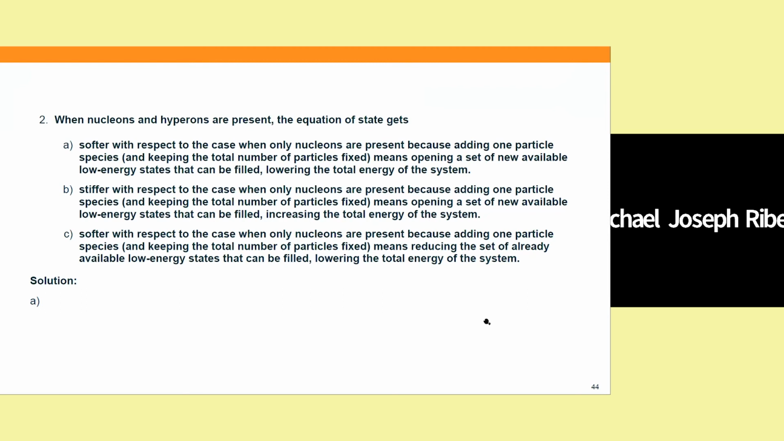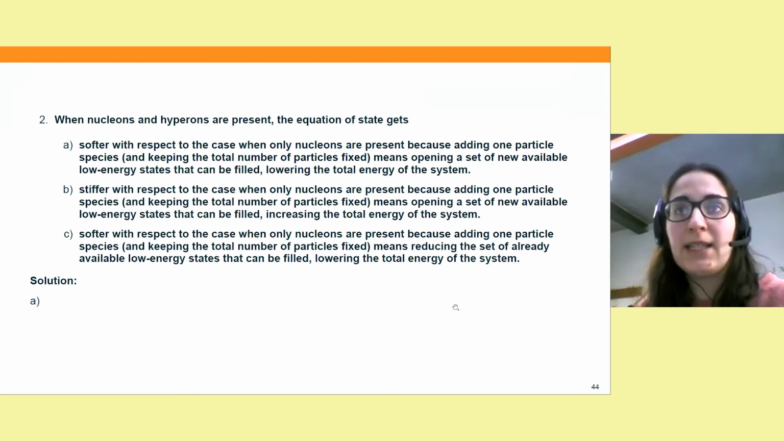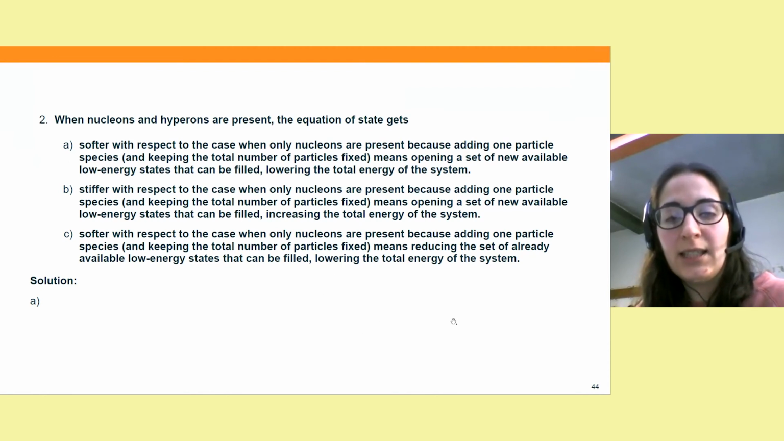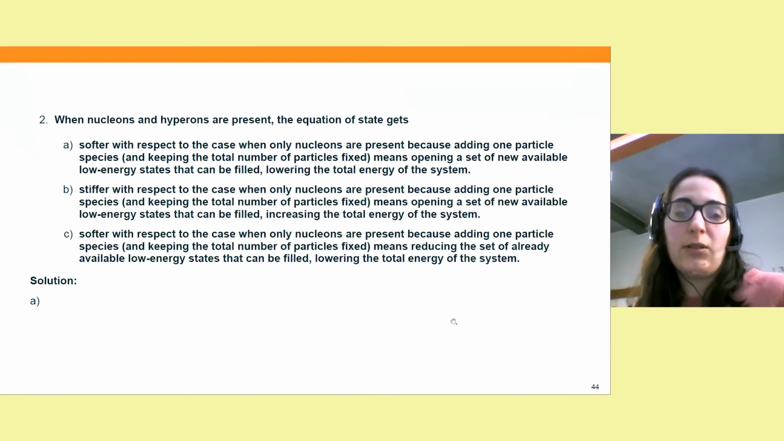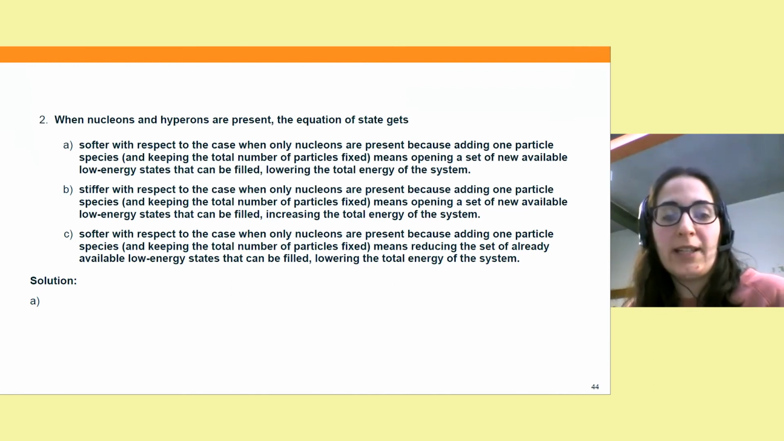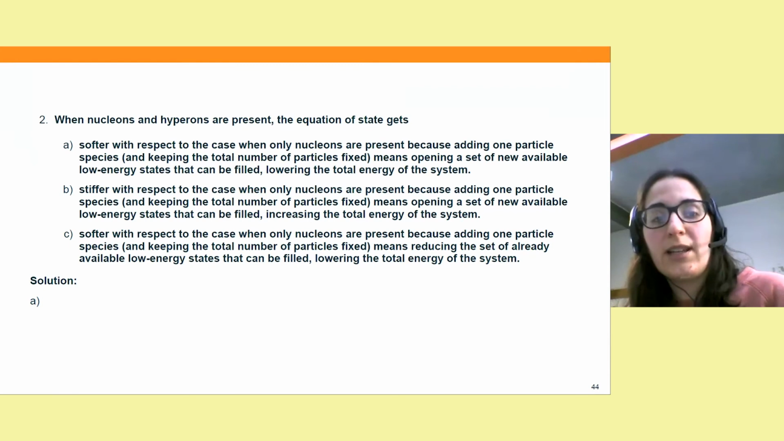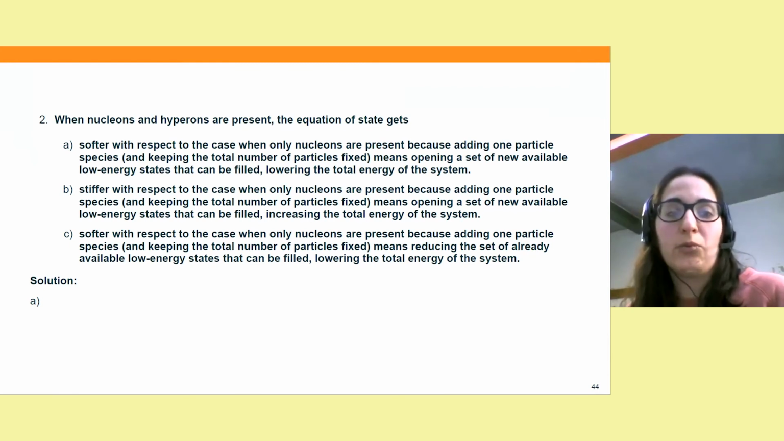Hello, perhaps I missed this, but what does soft mean? Soft means that when you plot your equation of state, so the energy and the pressure with respect to the density, soft, I mean, you have to say soft with respect to another one. So when you compare, there is something that is softer than the other one. So softer means that the energy or the pressure decrease with respect to another one.